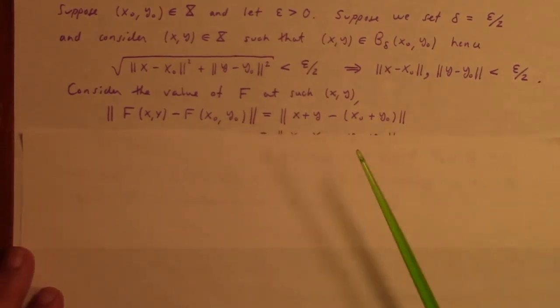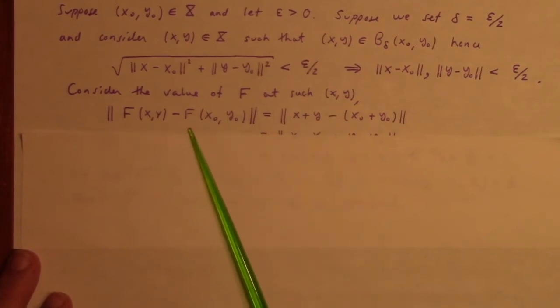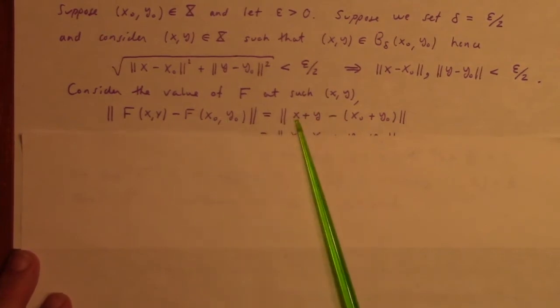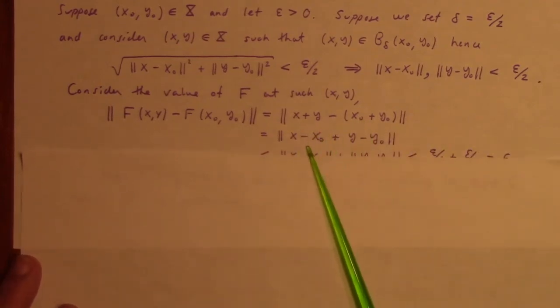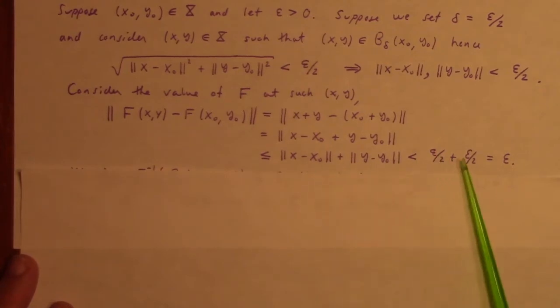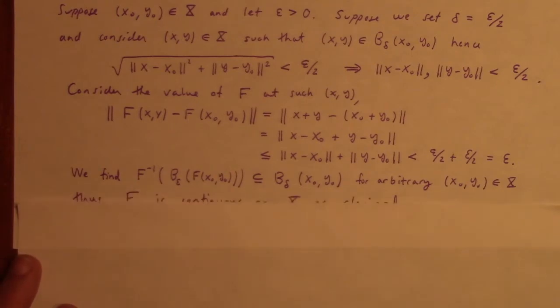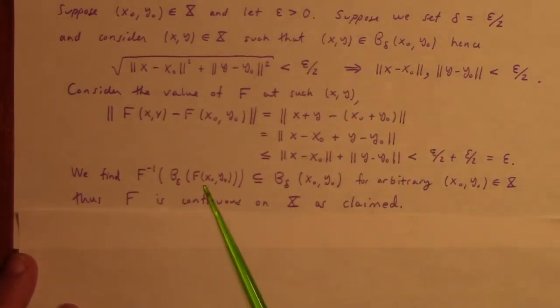okay, so consider the value of f then at such (x, y). We have f of (x, y) minus f of (x naught, y naught), which is x plus y minus (x naught plus y naught). And then I shift around and use the triangle inequality, which is less than epsilon over 2 plus epsilon over 2, which is equal to epsilon, lo and behold. That gives us that, if you look at this, what we've proved is that the inverse image of the epsilon ball centered at f of (x naught, y naught) is a subset of the delta ball centered at (x naught, y naught).